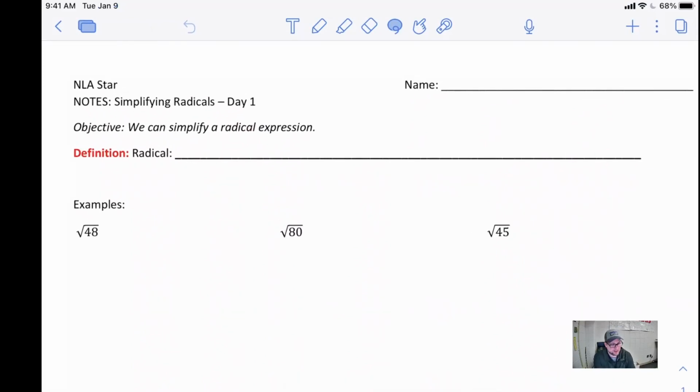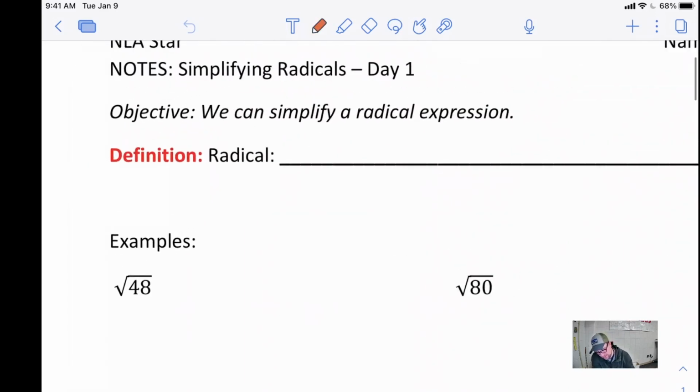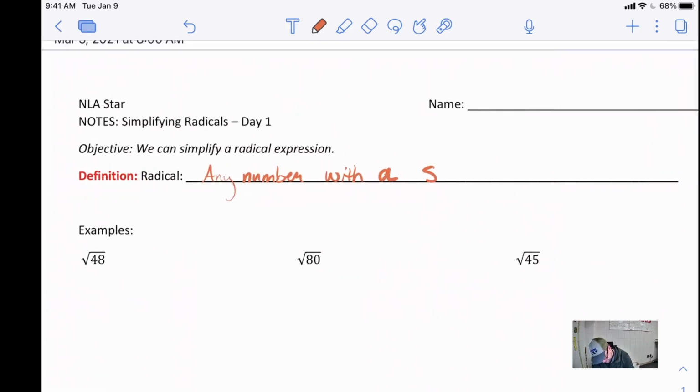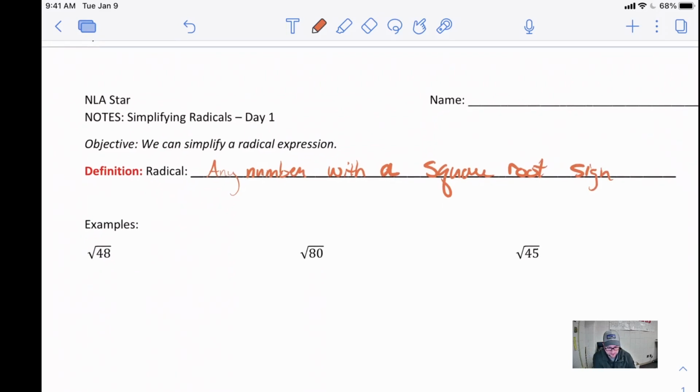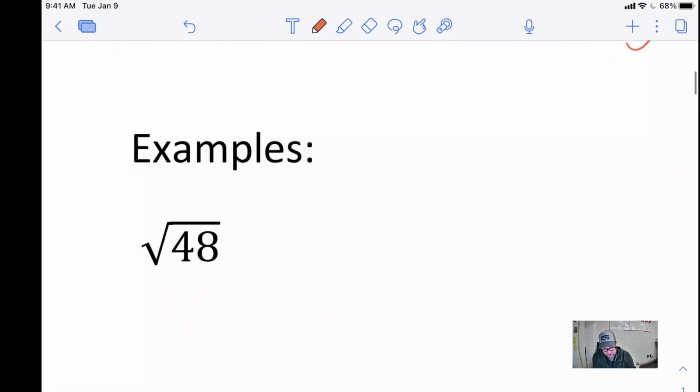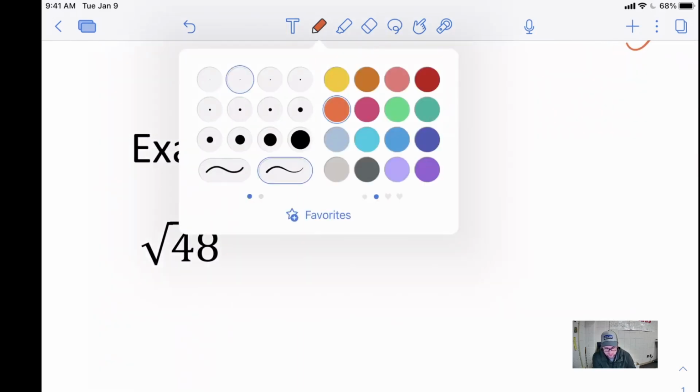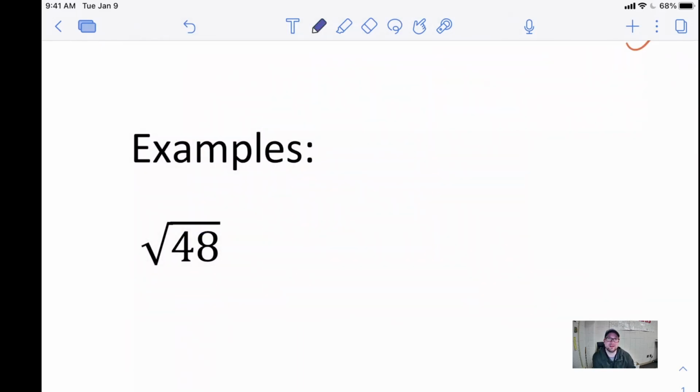Now, anytime we want to simplify a radical, the first thing we need to know is that a radical is just any number with a square root sign. Okay, so if a number has a square root sign, such as this one does, then this is something that we would call a radical. Now, as we're working today, our job is going to be to simplify these radicals.